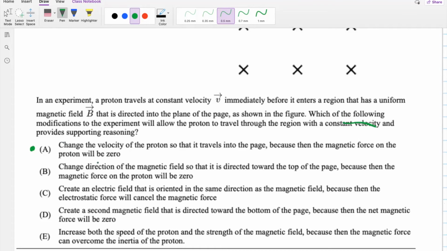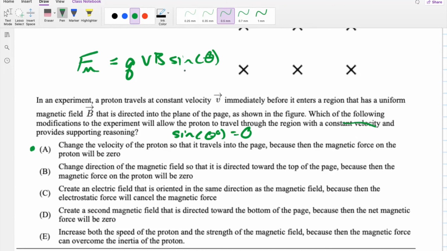Let's see if there's better answer choices. Because again, in this case, sine of 0 degrees is 0. So QVB sine theta, when we write it out in the magnitude or polar form for the cross product, that's 0, the force is 0, makes sense.